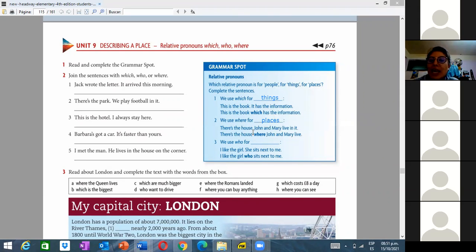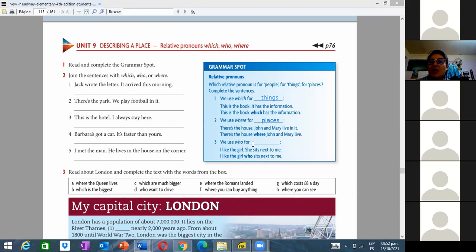There's the house. John and Mary live in it. Right? We have two sentences. And now look at the example. We have only one if we use the relative pronouns. There is the house where John and Mary live. Right? Only one using one of the relative pronouns.